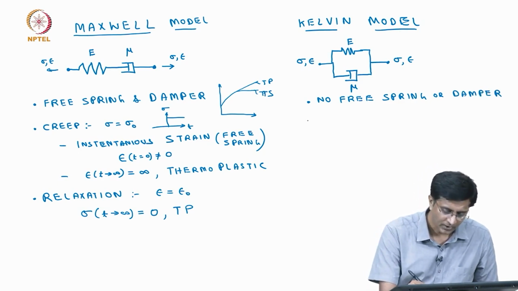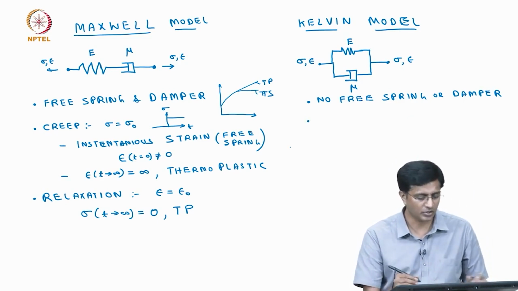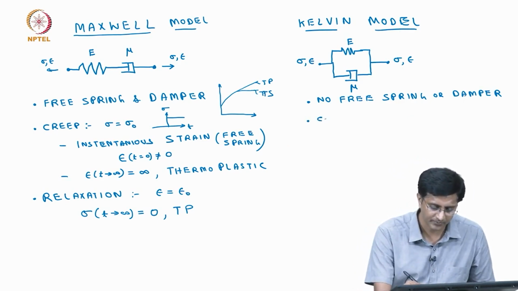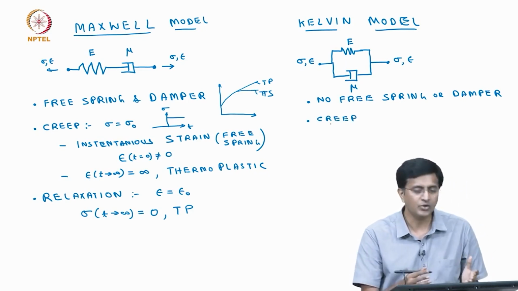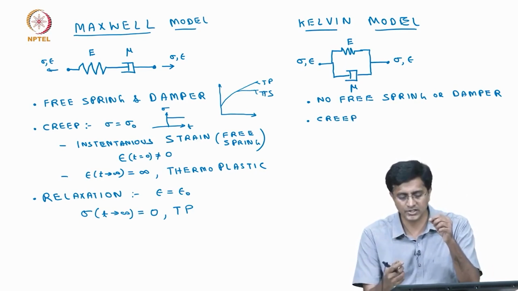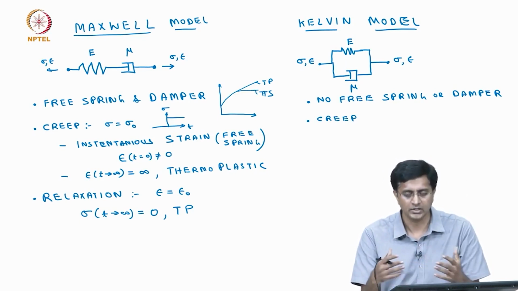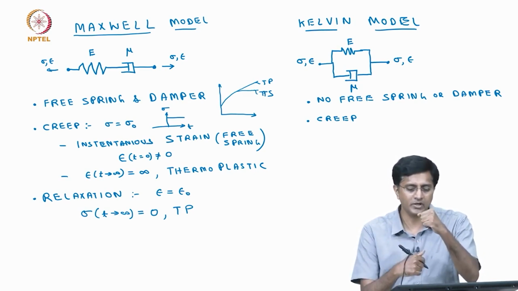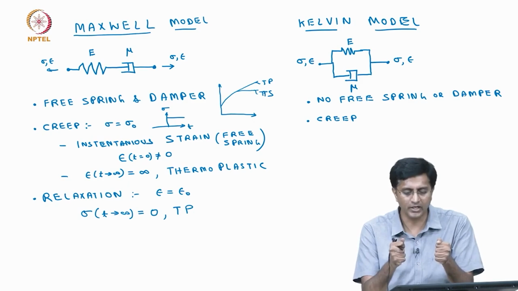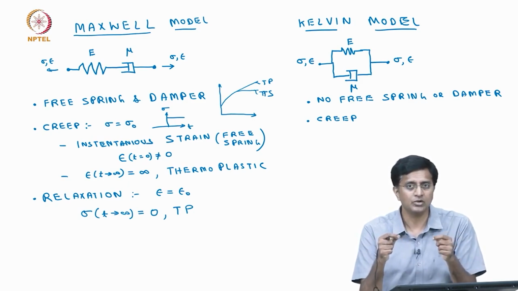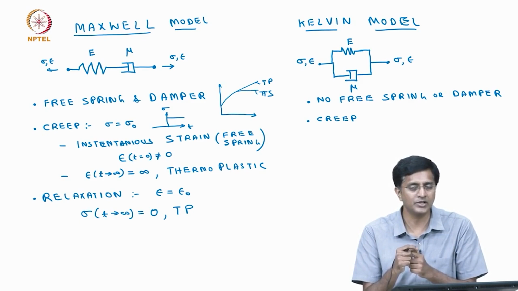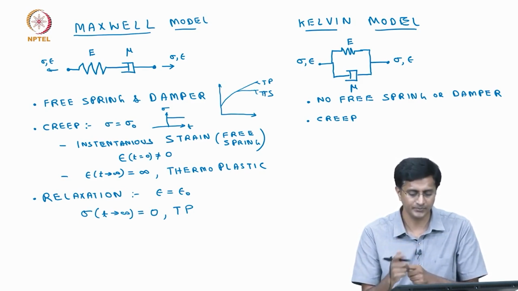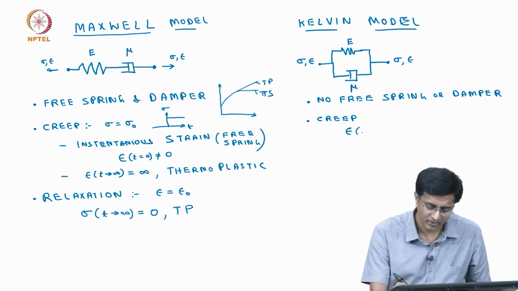Okay. And now, let us start discussing the creep response of this Kelvin model. Creep, again, we know that we apply an instantaneous stress, and we are looking at how the strain changes. Now that the spring and the damper are parallel to each other, when we apply a load, initially there is no deformation. Can you think of why there is no instantaneous deformation? Meaning that the strain at time t equal to 0 remains at 0.